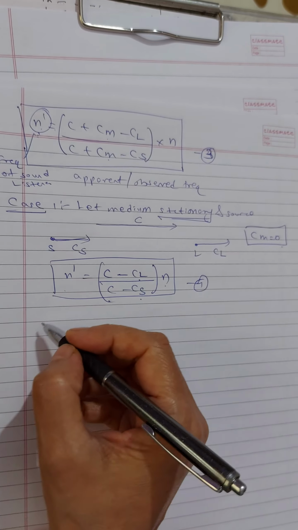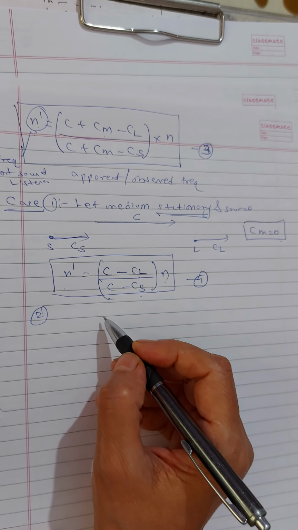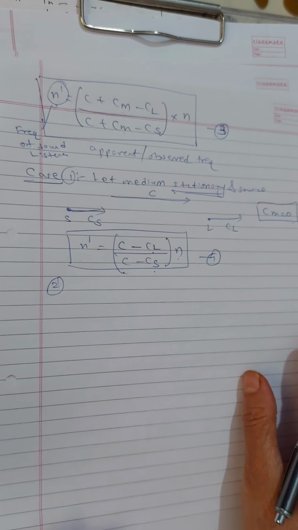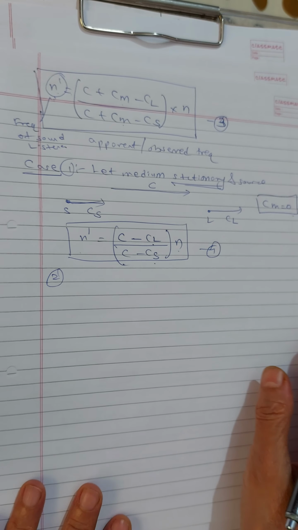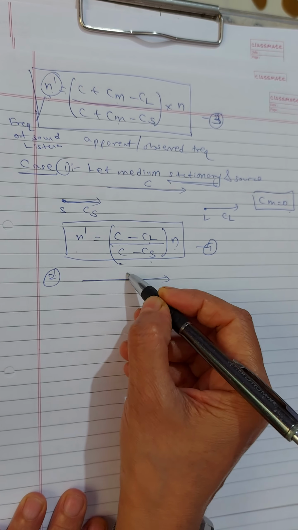Now case number 2. Case number 2 is what? Source is moving towards the stationary listener. Okay, so we'll have to be very clear what we are talking about. So here the source is moving, so you definitely draw the C.